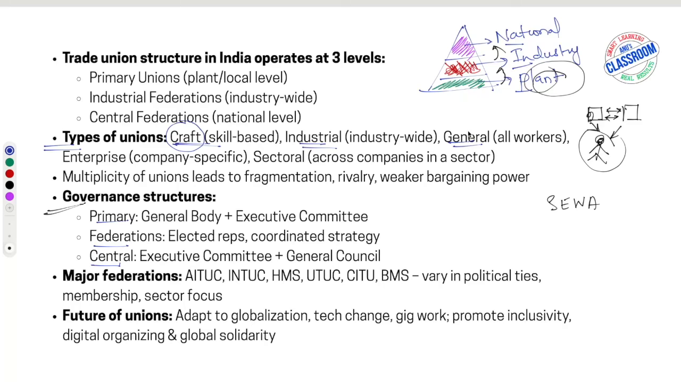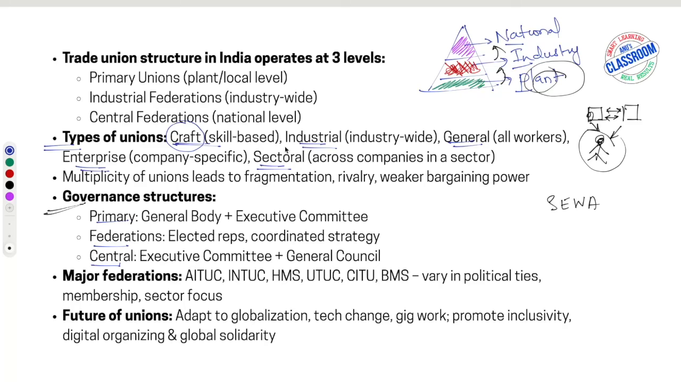Then we also have enterprise unions, which are company specific. So everybody working within one organization will be in that particular enterprise union. Sectoral unions represent workers across companies in the same sector, like garment workers across different brands. That is sectoral union. So these are the various types of unions.